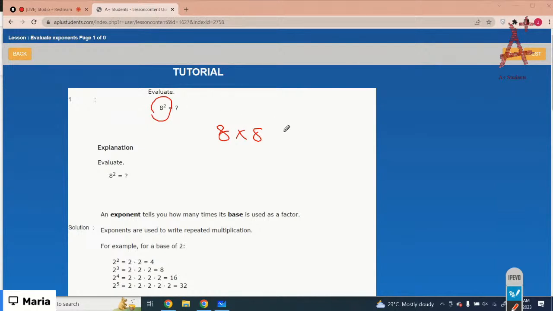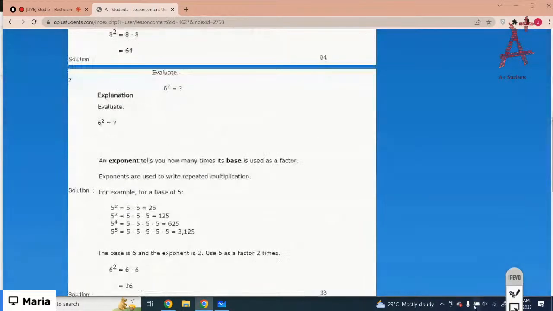So it would be 8 times 8 is 64. Got it? Okay, this one you have 6 square. 6 square means you have to multiply the base. Actually, the power tells you how many times you have to multiply the base. You have to do 6 times 6. And 6 times 6 is 36.